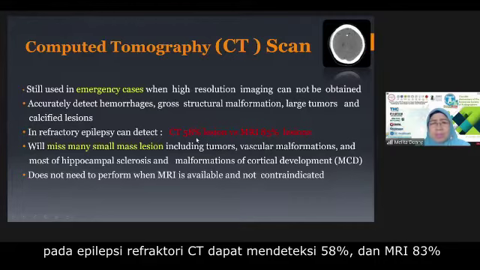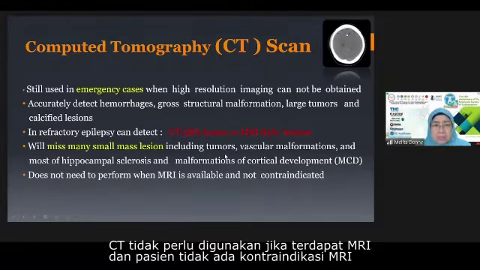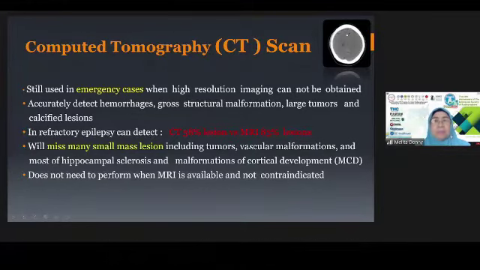use CT to look at the lesion in 58% versus the MRI 83%. And with CT, we can miss many small lesions, including tumors, vascular malformation, hippocampal sclerosis, or malformation of the cortical development, FCD. But this is still used. We can still use the CT if we cannot perform MR, or MR is contraindicated.